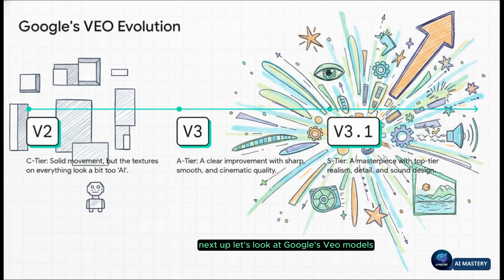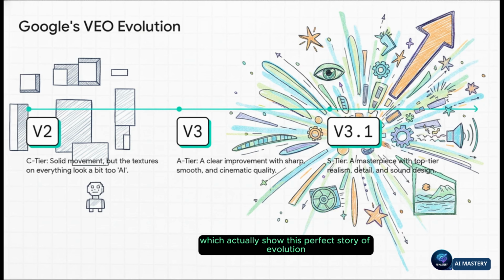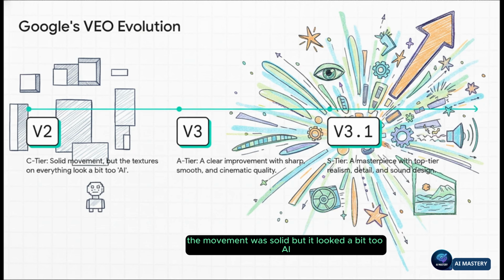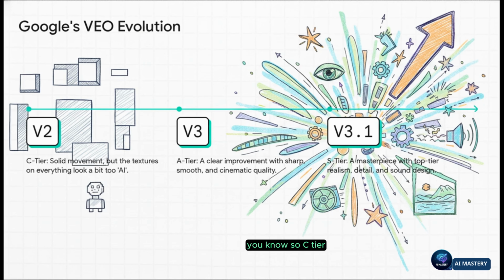Next up, let's look at Google's Veo models, which actually show this perfect story of evolution. V2 was okay, the movement was solid, but it looked a bit too AI, you know? So, C tier. V3 was a huge improvement. Sharp, cinematic, a really solid A tier. But the latest version, V3.1, is a true masterpiece. The sound design, the insane level of detail, the realism, it's an undeniable S tier.